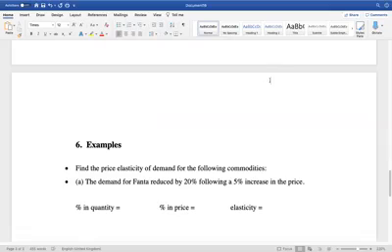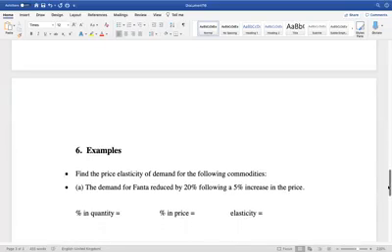So let's start with the first example. We make some calculations. This will help us know what we're trying to do. Find the price elasticity of demand for the following commodities given the following situations. The first one: the demand for Fanta reduced by 20% following a 5% increase in the price. I'll be asking questions so that we can solve together.